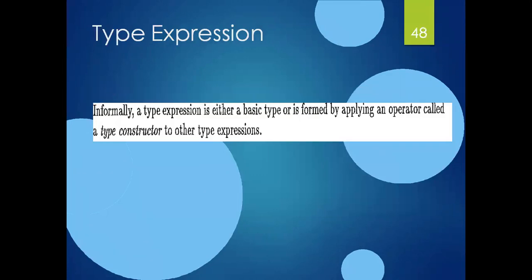And what is a type expression here? What is a type expression? Informally, a type expression is either a basic type or is formed by applying an operator called a type constructor to another type expression. That means here we are learning about type constructors and then about type conversions from the type expressions. And the systematic way of expressing the type of a language construct is called a type expression.